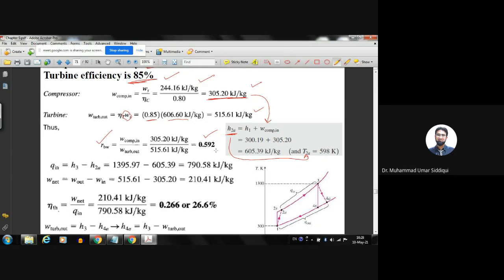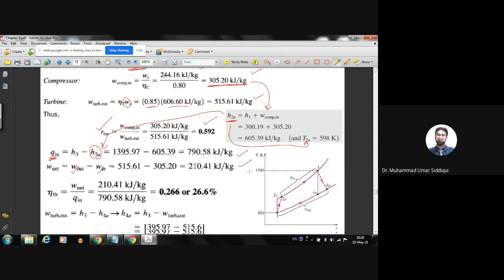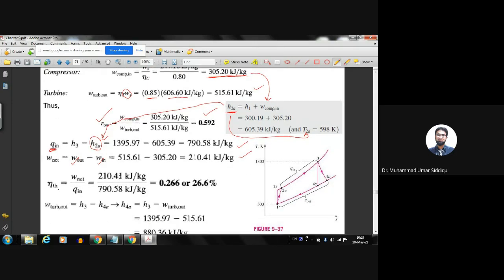Similarly, we can determine the heat input. Heat input was H3 minus H2, but now we are going to use H2A because this is for the actual cycle. H2A, we get from here. Substituting the values, we can determine Q in. Then the net work will be W out minus W in. We have the actual W out and the actual W in, so we can determine the net work. The overall efficiency of our cycle will become the actual net work divided by the actual Q in. So that will be about 26.6%.